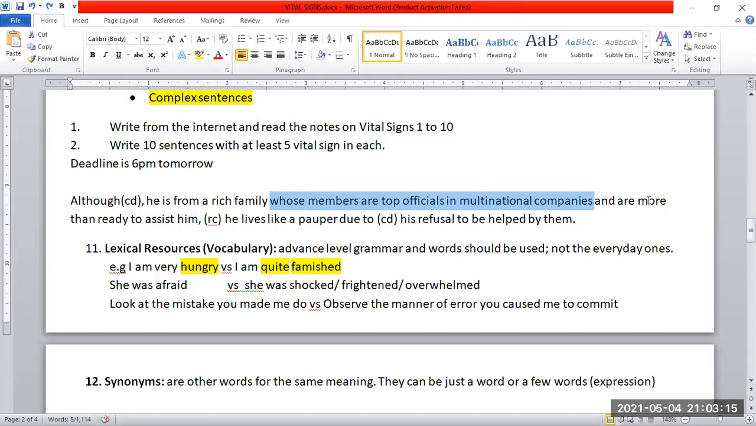Then I have more, comparison. That makes 1, 2, 3, 4. Now, if you look at ready to, I'm ready to, it comes under collocation. That's 5. It lives like a pauper due to this, under collocation, 6. Lives like a pauper due to his refusal to be helped by them. Now, to be helped by them is passive voice.